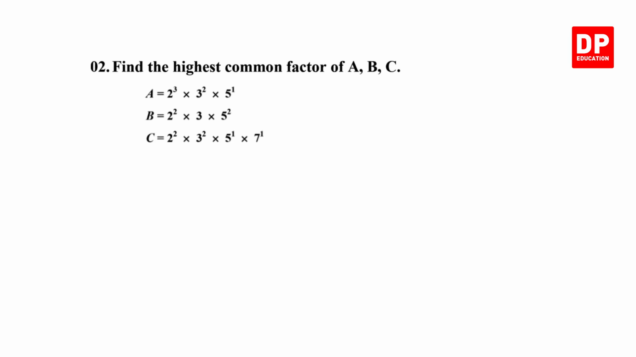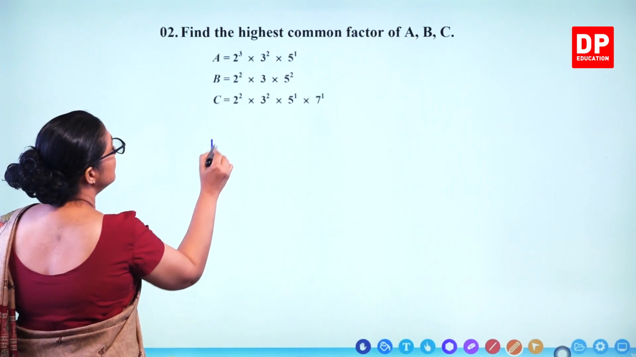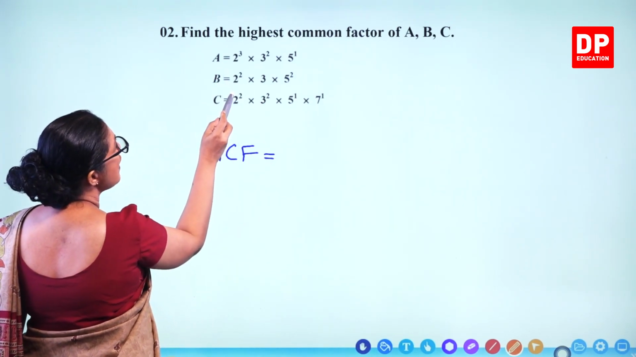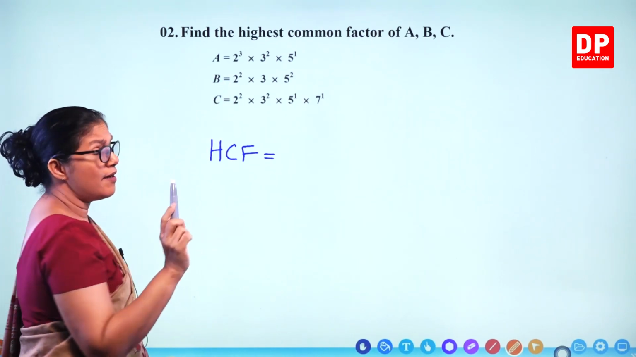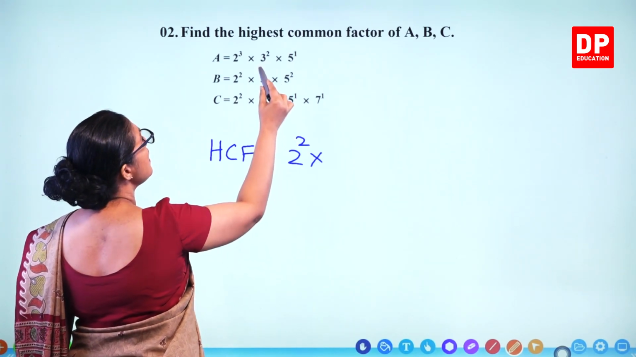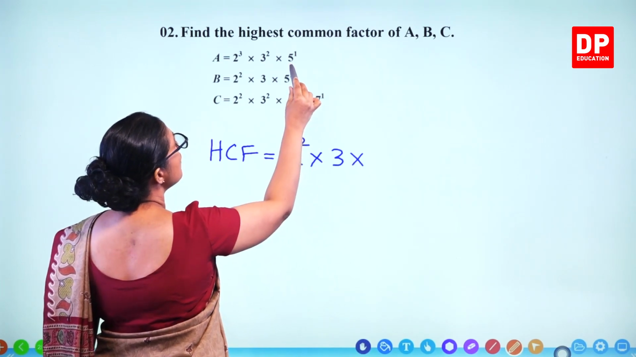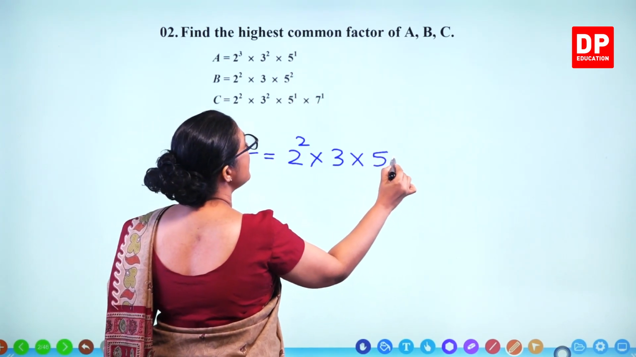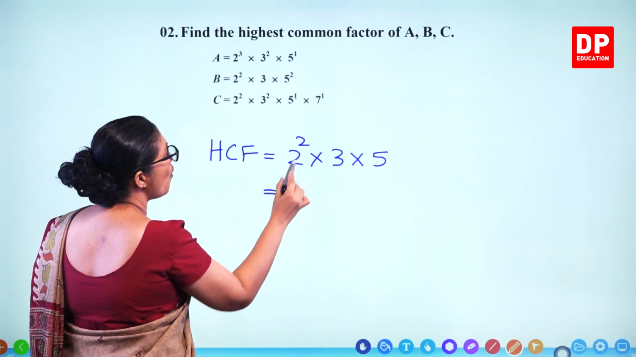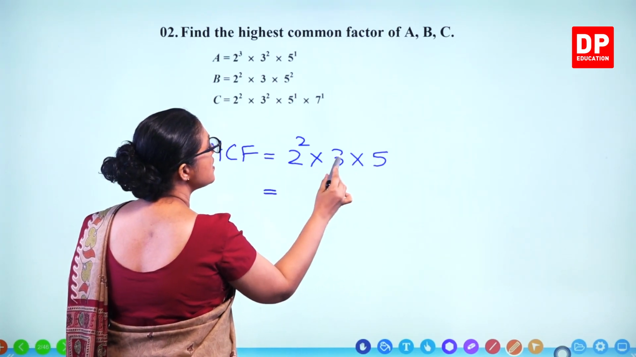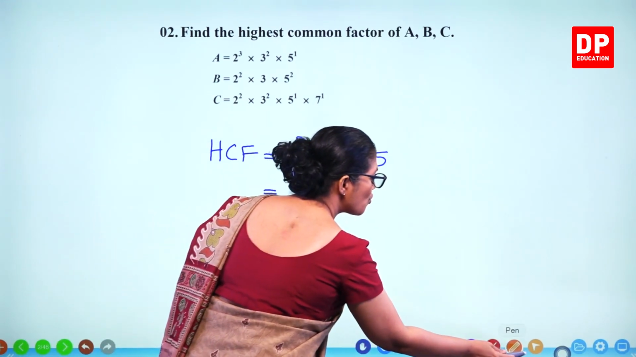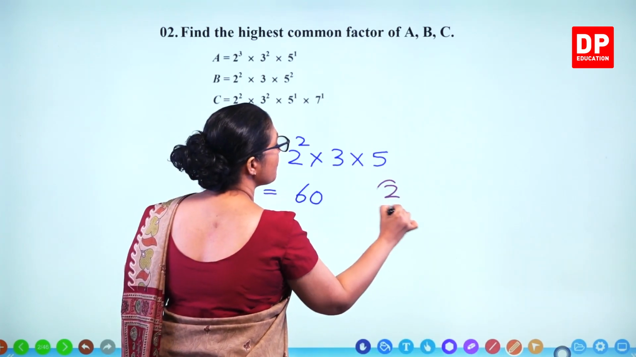Question number 2, find the highest common factor of A, B, C. Highest common factor, we take only the common ones. So what's common? When you take 2, 2 to the power 2 is common. Here we are not taking the highest power. When you take 3, only 1, 3 is common. When you take 5, that's 1, 5 is common. And 7 you can't take, 7 is not common. So you get 4, 4 times 5, 20, 20 times 3, 60. So the highest common factor is 60. So 2 marks for that.